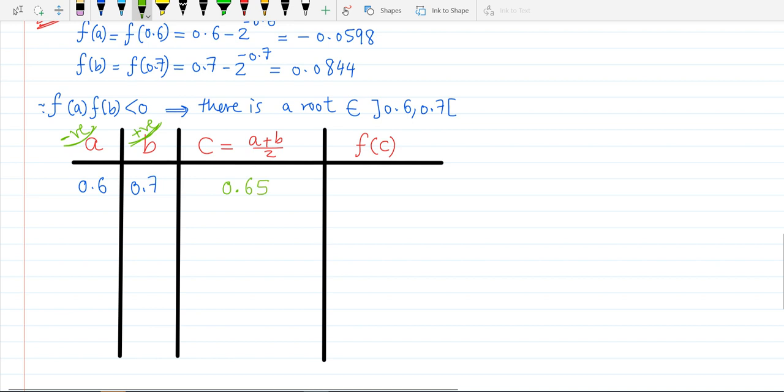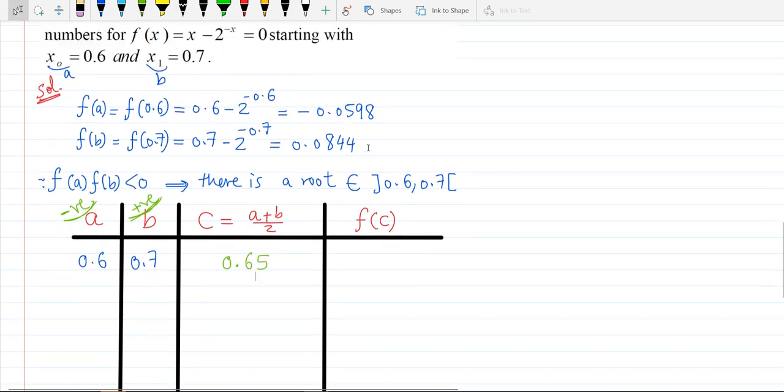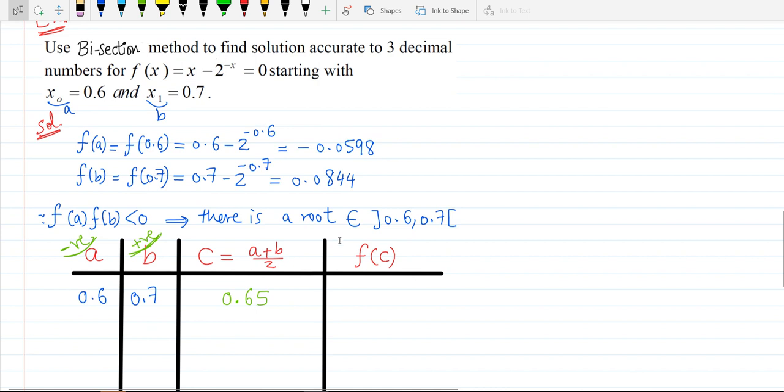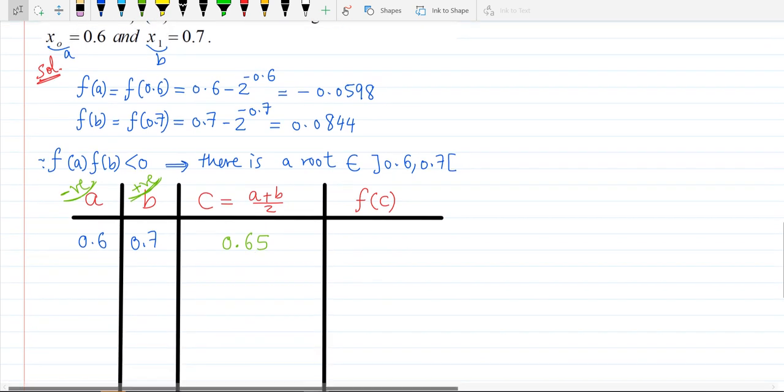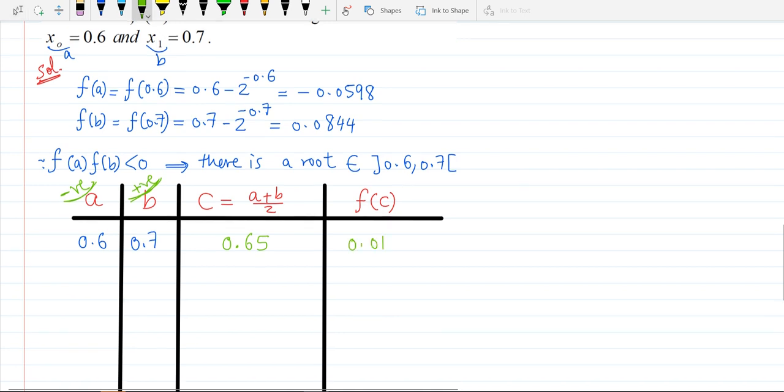And now you have to find f of C. So replace each x in this equation with 0.65: 0.65 minus 2 power negative 0.65, which will give us 0.027. As you see here, the value of f of C is positive. So you have to replace this 0.7 with the new value, 0.65, since f of C is positive, and this 0.6 remains the same.